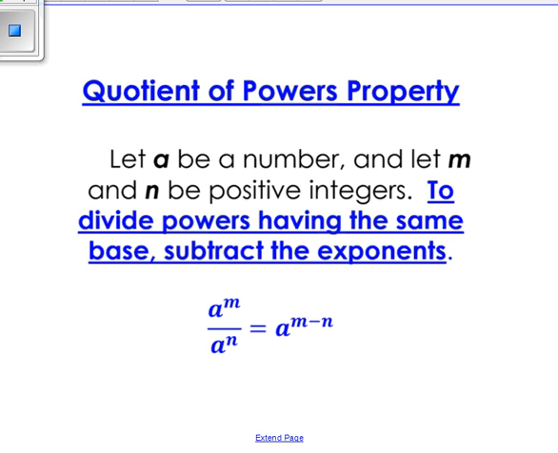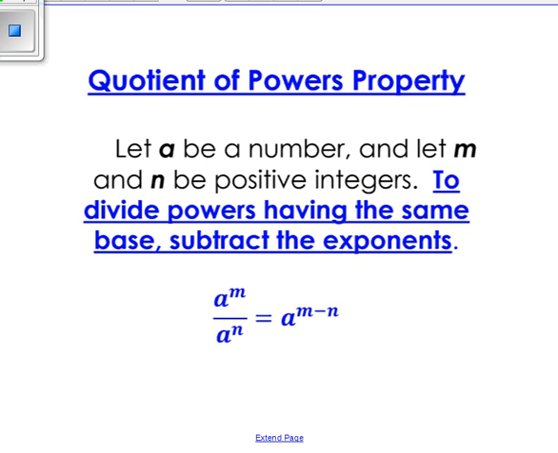The first rule we're going to talk about today is the quotient of powers rule. Quotient means divide. I'm going to divide two powers, and this only works if they have the same base. You're going to subtract the exponents and divide. I need to add that in there. Divide coefficients. Okay, so make sure you get this stuff down too.